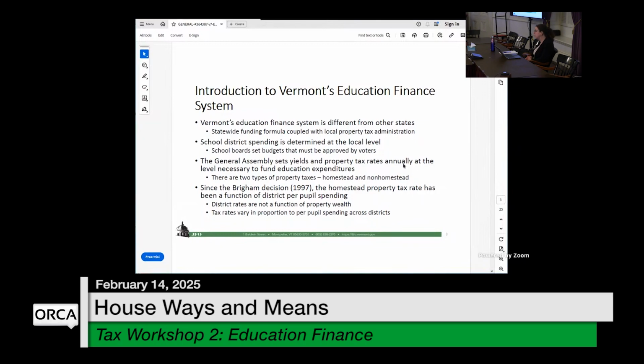There's two types of property taxes in Vermont. There's homestead property tax and non-homestead. They have different rates. We'll talk about what those different rates are, how they're calculated, and what fits into each of those buckets. And the other high-level introduction to the ed finance system is that since the Brigham decision in 1997, the funding formula has a homestead property tax rate that's a function of a district's per pupil spending. So district rates in Vermont are no longer a function of property wealth in the district. They really vary in proportion to a school district's spending decisions, per pupil spending.